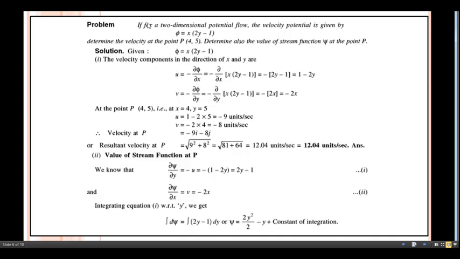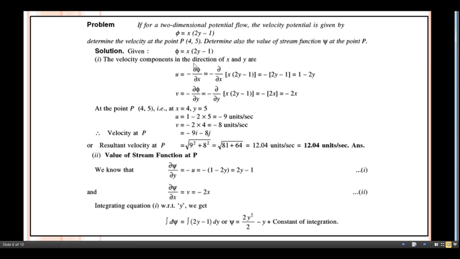Let us discuss the next problem. For a two-dimensional potential flow, the velocity potential is given by φ equals x(2y − 1). Determine the velocity at point P(4, 5). Determine also the value of stream function ψ at the point P. So this is about φ equals x(2y − 1).